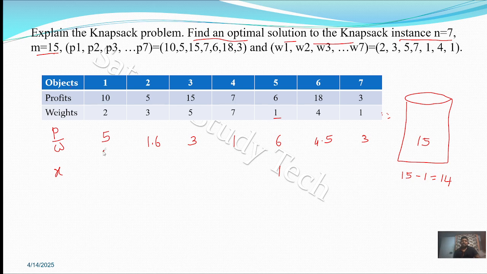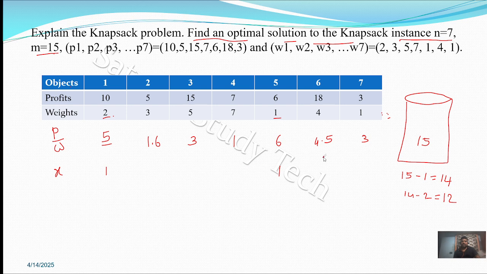The next highest profit is 5. The weight of object 1 is 2. The bag capacity is 14, so 14 minus 2, the remaining capacity is 12. Here also we can take the complete object, so the x value is 1.